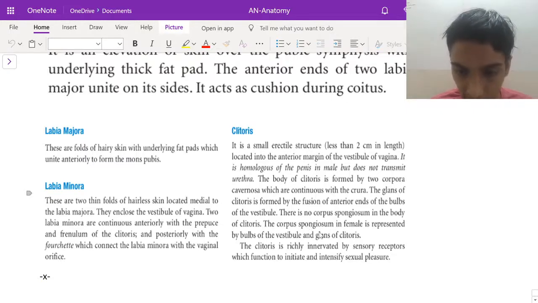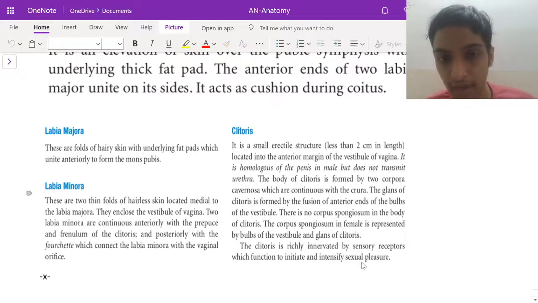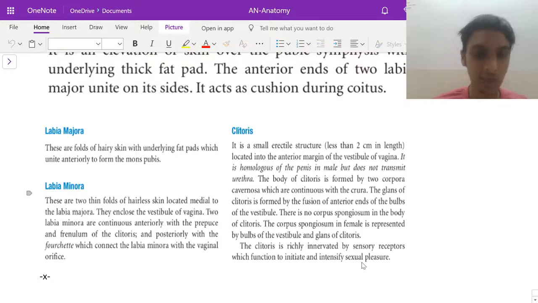And instead of corpus spongiosum, we have the bulb of vestibule and the glans of the clitoris. This is important for sexual desire because there are some sensory receptors innervating it. So that is basically going to create intense or increased sexual pleasure. So with this we end the female reproductive system, and we also finish all the pelvic organs.